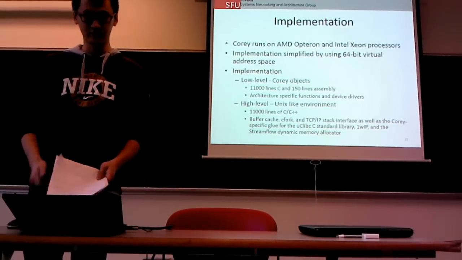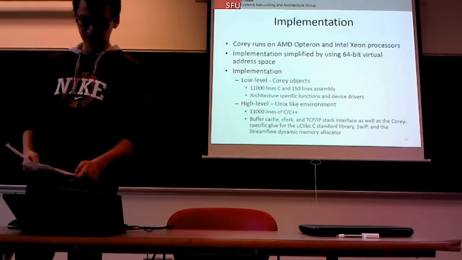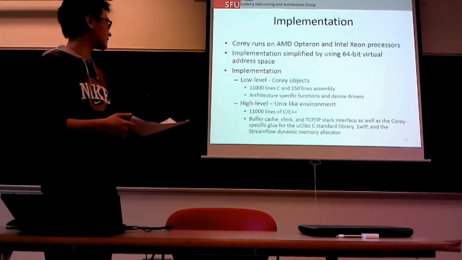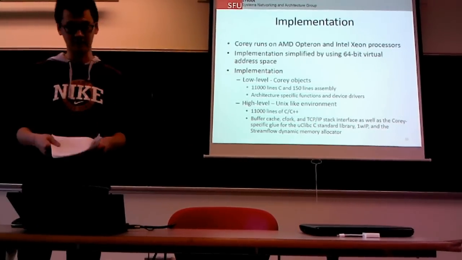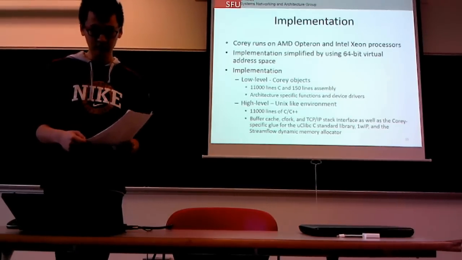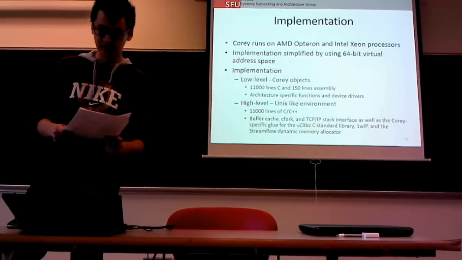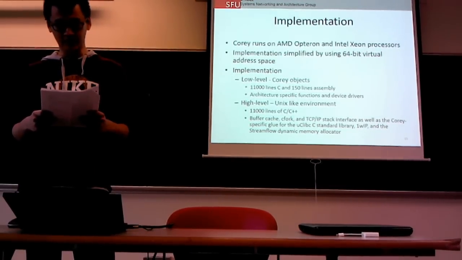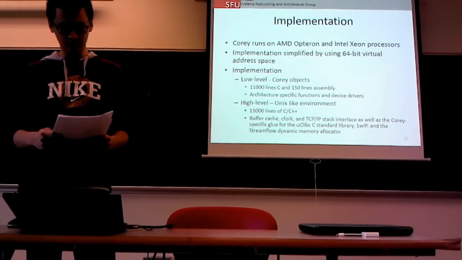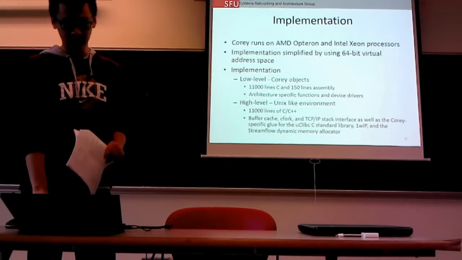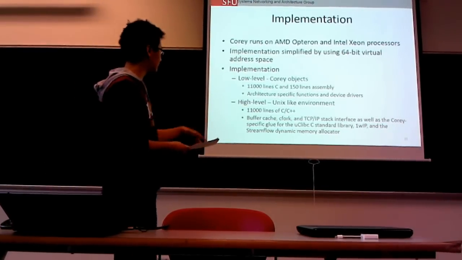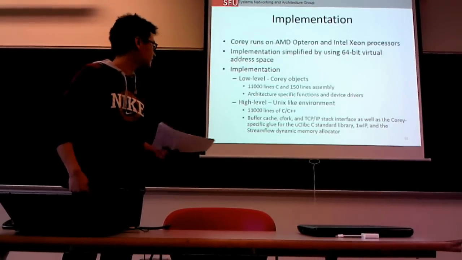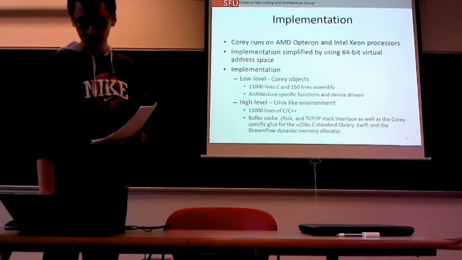For the low level, they implement the kernel objects, which basically include the architecture-specific functions and device drivers. And as you can see, it's 11,000 lines of C and 150 lines of assembly. And for the higher level, it's actually a Unix-like service library, and these are linked by applications and executed in application protected domains. So it provides all these functions, all these supports for buffer cache, and so on. It's also another 11,000 lines of C and C++.